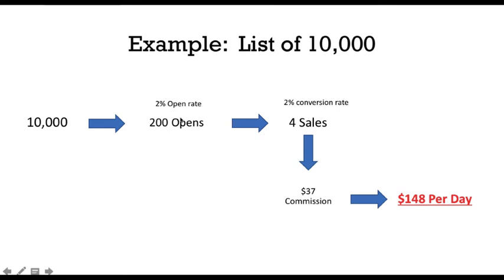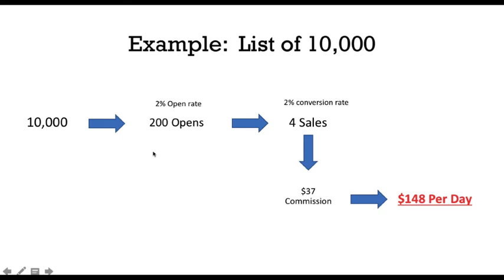Out of the 200 opens that you got, say you sent them to an offer, a high converting offer, or just an offer, and it only converted at 2%. So the offer only converted at 2%, which means that you made only 4 sales. 2% open rate, 2% conversion rate. So you made 4 sales, and say you were selling a product in which you got a commission of $37. So 4 sales times $37 equals $148 per day.